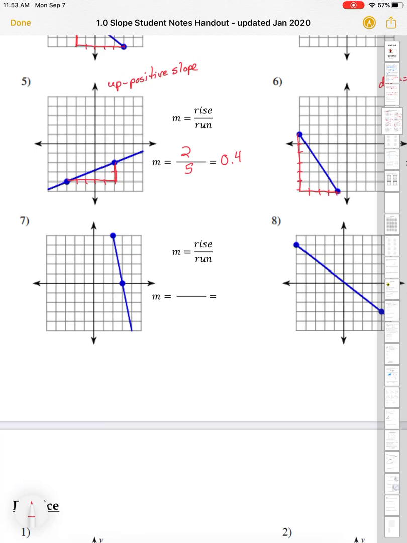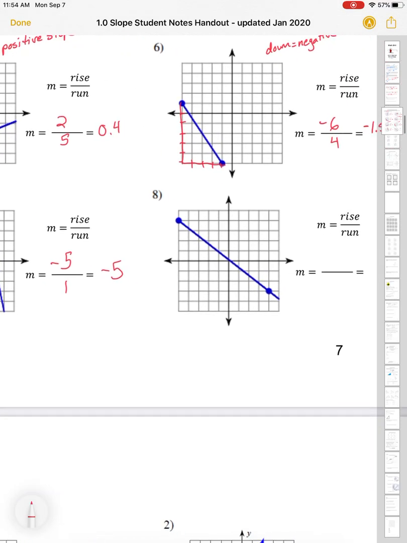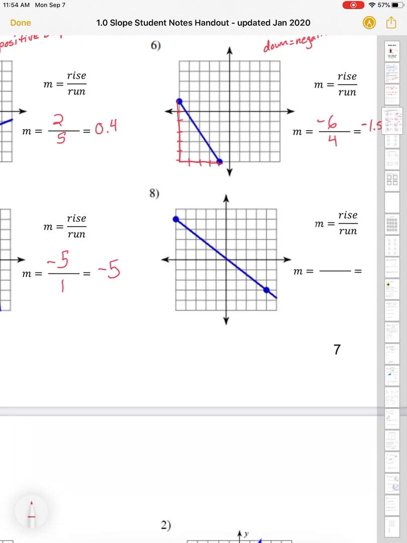Moving over to 7. Why don't you pause the video and try this one yourself. When you've done it, press play and see if you got it right. Okay, you're back. We're going down and over, so it's going to be negative. It's going down 1, 2, 3, 4, 5, and going over 1, so my slope would be negative 5. Hopefully we all got that right. Let's try number 8 as well. Pause your video, try your answer, and then come back.